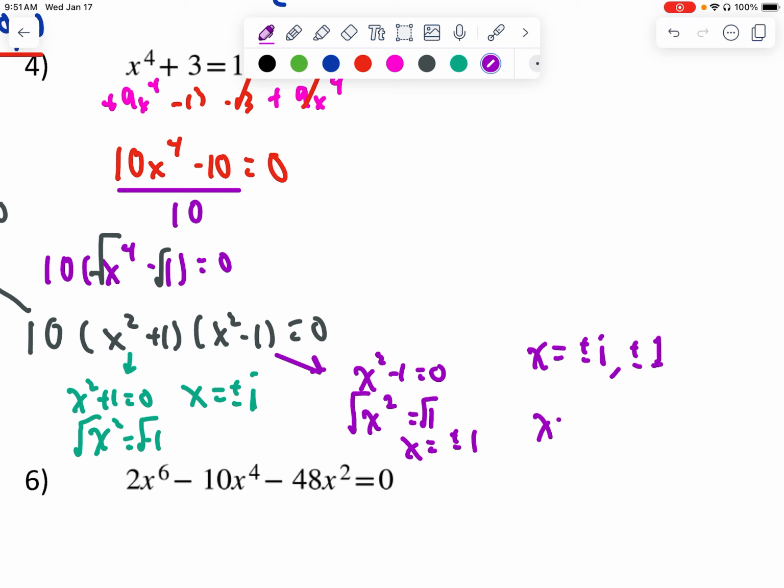Sometimes you might see people write this as negative i, negative 1, and positive 1. That's okay too. Both are technically correct. Some people just have different ways they want it to be written.